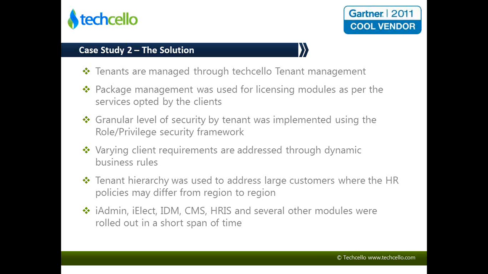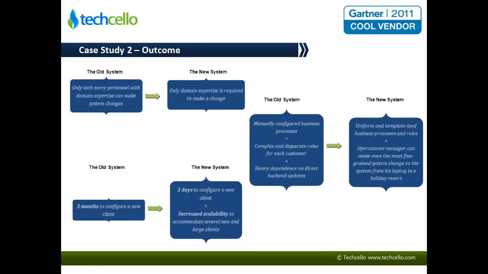And tenant hierarchy came into picture to address large customers where the policies itself may differ from region to region. So they may have one leave calculation policy or benefit policy for the US and another benefit policy for UK. So it would completely vary within the same tenant. Tenant hierarchy was able to meet that requirement by representing each geography as a tenant. So there were close to 4 or 5 silos of applications that were built using the framework as the platform itself. This is an outcome of the project itself.